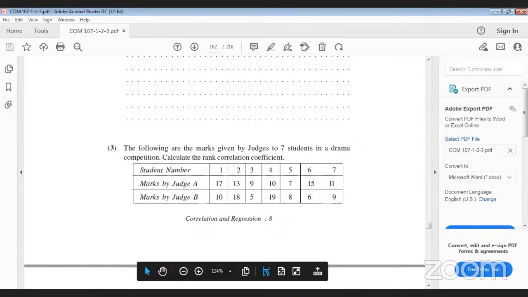Then you will find the d square. That means we have to find such numbers in the fifth column, that is d square. 2 into 2, 4; 1 into 1, 1; minus 1 into minus 1, 1; 4 square, 16; and 0, always 0.